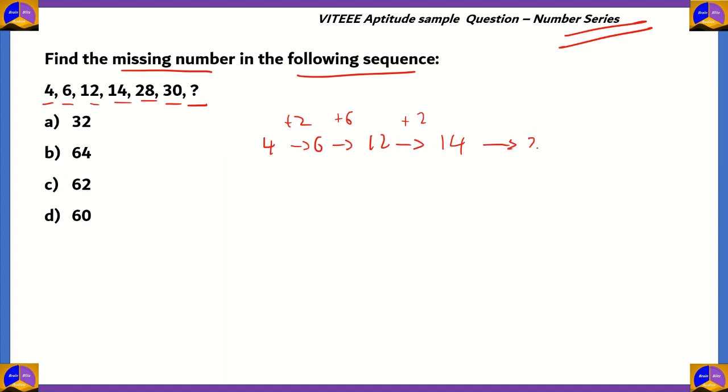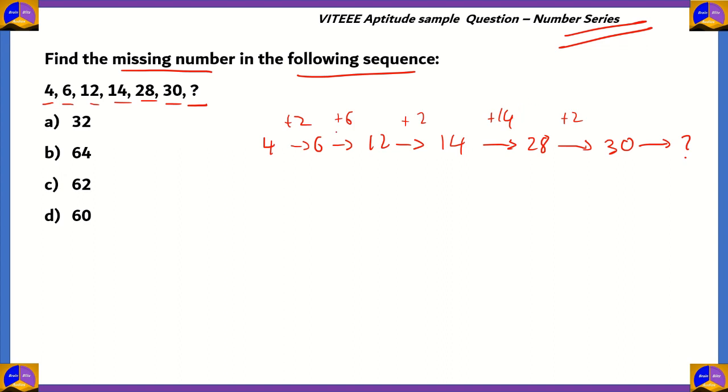And 14 plus 14 gives you 28. 28 plus 2 gives you 30. And then what is the difference in order to get the next number? So as you can see, plus 2 is added at alternate intervals. Let's look at the other half of the intervals, plus 6, plus 14.